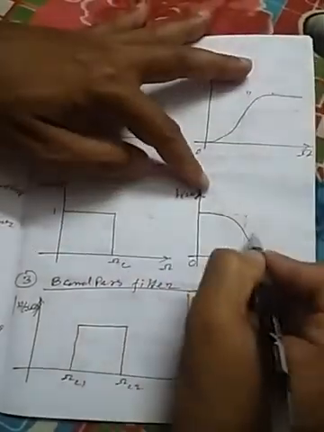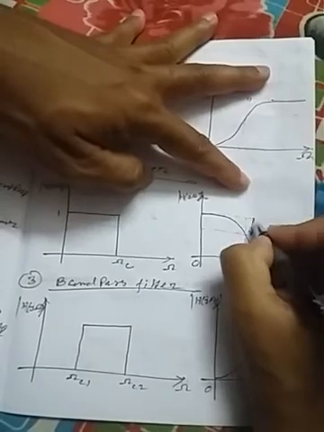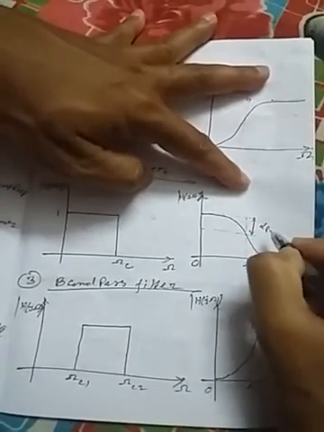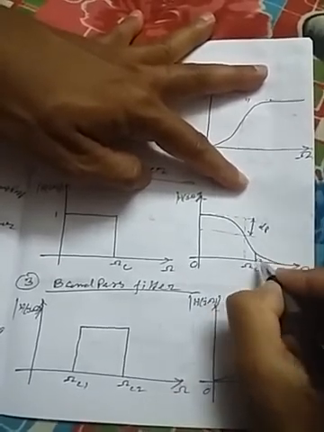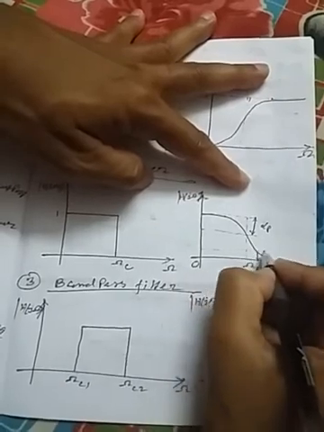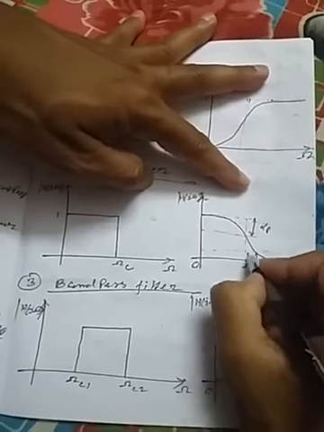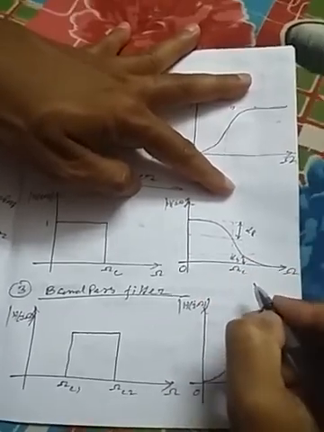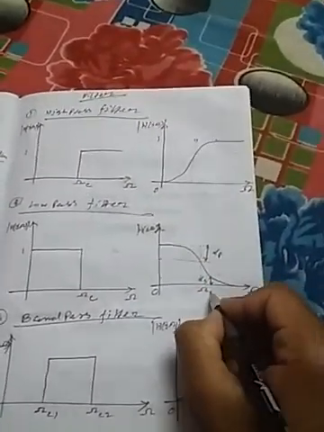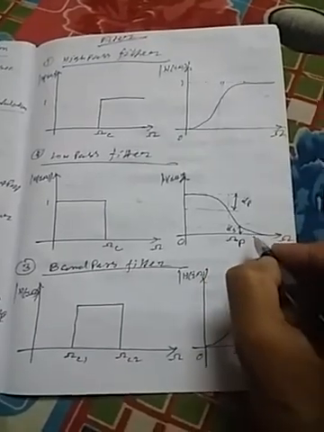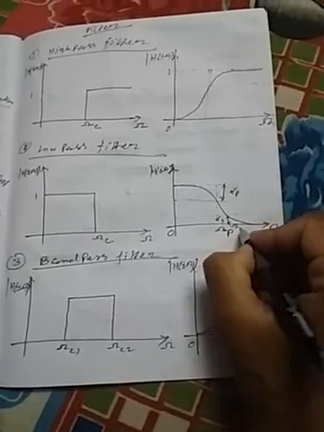This portion is called pass band attenuation. So that is denoted by alpha p, right? And this is called stop band attenuation. If I take a dotted line here, this is called stop band attenuation, that is denoted by alpha s. Okay, now pass band attenuation occurs at frequency omega p, and this stop band attenuation occurs at frequency omega s.